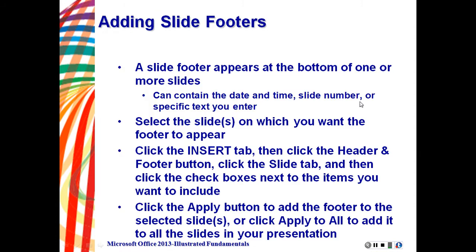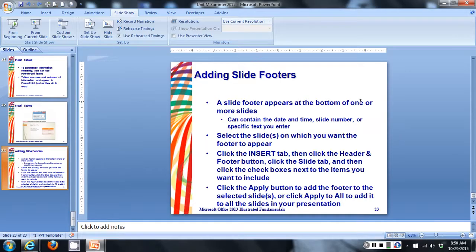All right, adding slide footers. You can add a footer to a slide just like you can to a Word document or an Excel document. They can contain date and time, slide number, or specific text that you enter. And you can select the slides on which you want the footer to appear. If you don't want the footer to appear on your title slide, then you don't have to. To do this, you would click the Insert tab and then click the Header and Footer button. We can do that now.